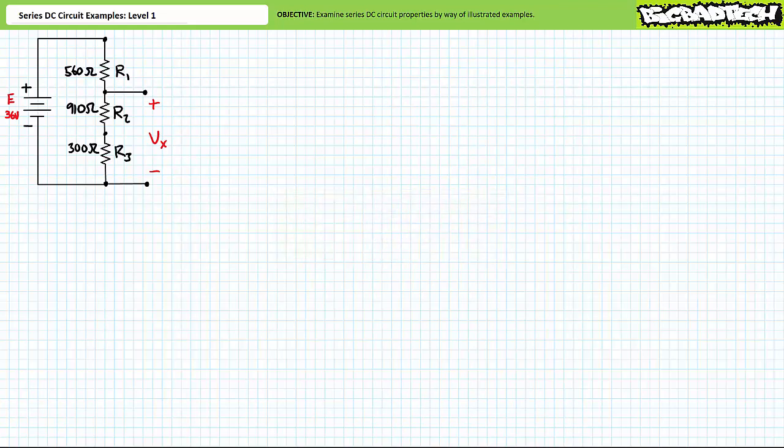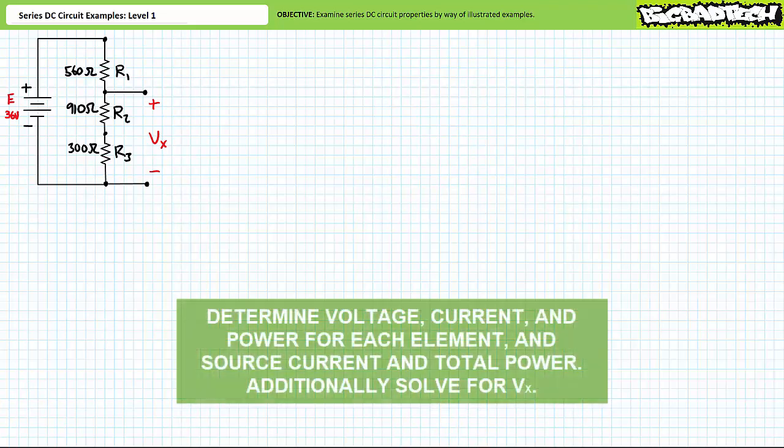Our first illustrated example features a 36-volt source in series with a 560 ohm resistor, a 910 ohm resistor, and a 300 ohm resistor. We're being asked to solve for the voltage drop across each element, the current through each element, the power dissipated by each element, the source current, and the total power. Additionally, we're being asked to solve for unknown voltage Vx with the indicated polarity.